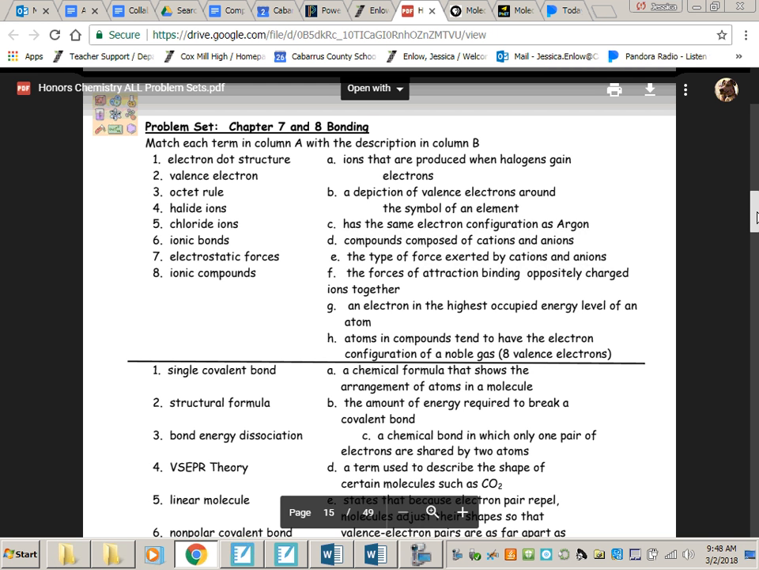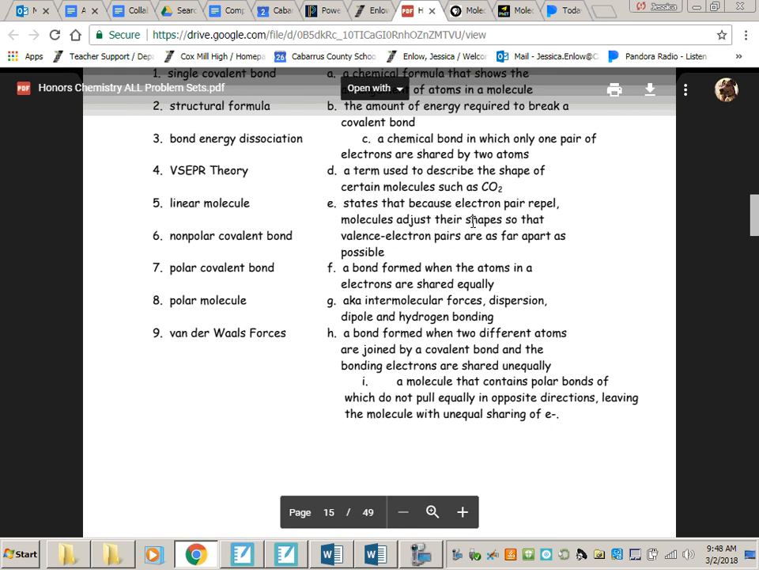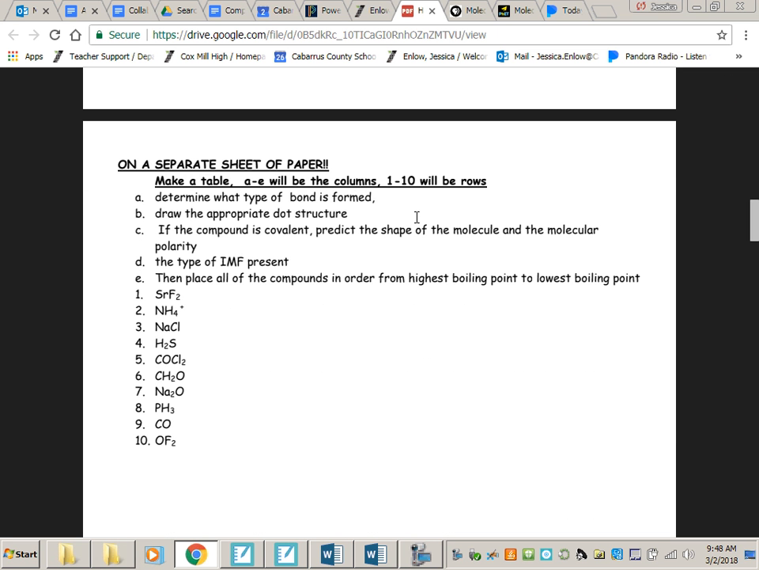So chapter 7, 8 is a combined problem set, a lot of vocabulary stuff first, so I'm going to scroll past that because I'm not using my time for that one, okay? And then it says, on a separate sheet, make a table, A through E columns, and then these 10 rows. Determine what type of bond is formed, so what are the types of bonds we have? Ionic or covalent, okay? Draw the appropriate dot structure, dots. If the compound is covalent, predict the shape and the molecular polarity. And then you won't be able to do D yet, which is IMF, intermolecular force. So you should be able to get A through C done for all of these. I would go ahead and start that table now because that is the beast of this problem set. And that is actually most of this problem set.